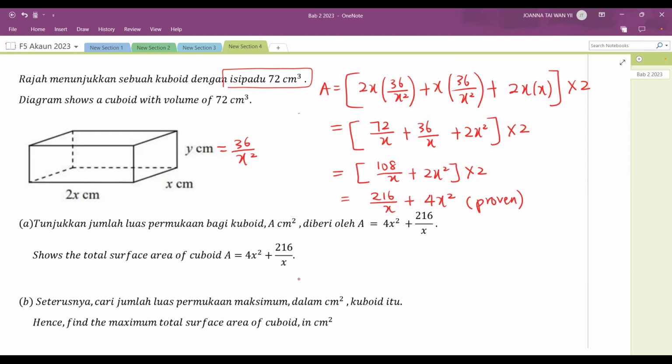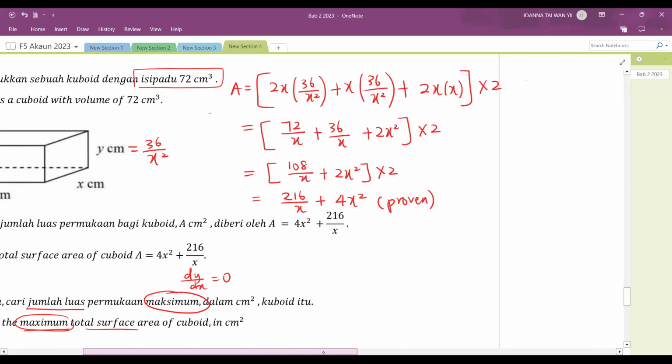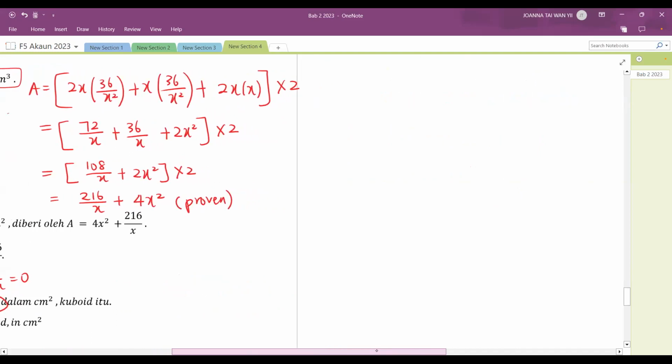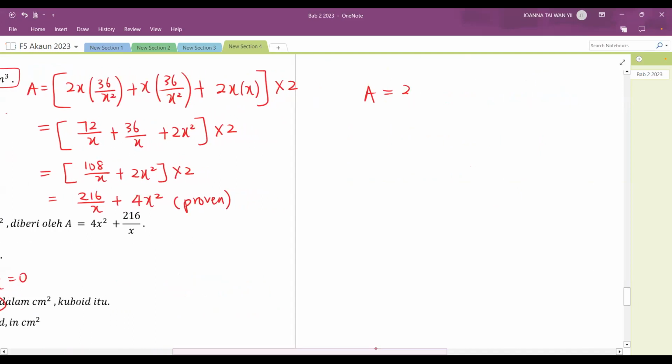Okay, soalan B. Cari jumlah luas permukaan maksimum. Find the maximum total surface area. Maximum means what? Maximum dy dx is 0. Okay, tapi dia nak kamu cari luas. They want you to find the area. So, I need to do dA dx first. Okay, luas 216 per x tambah 4 x kuasa 2. Kamu kena naik ke atas dulu. This one you need to bring up first. So, 216 x power to what? Kalau pindah atas x jadi x kuasa? Negative 1, betul.